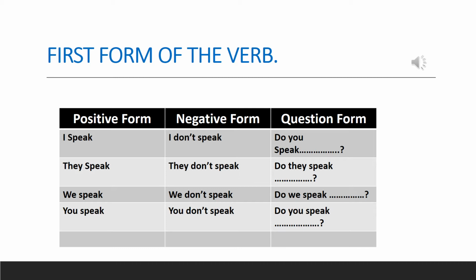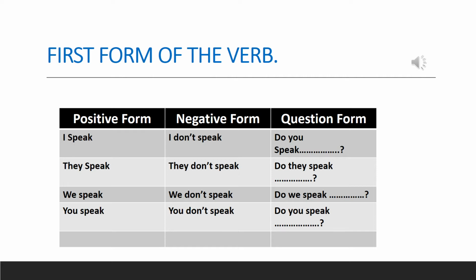For example, the first one we have is I speak. If I wanted to change this sentence to make it negative, we will use don't. So it will be I don't speak. If I wanted to ask a question, it will be do you speak? So we change I to be you in the question form.